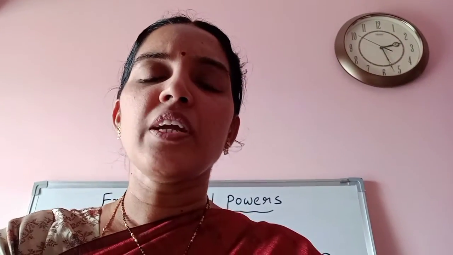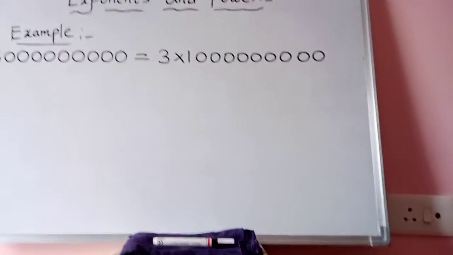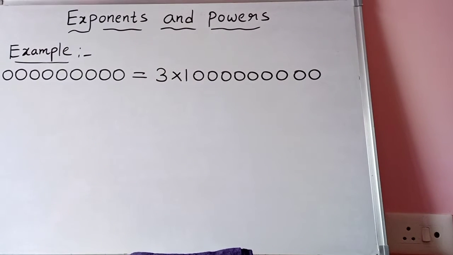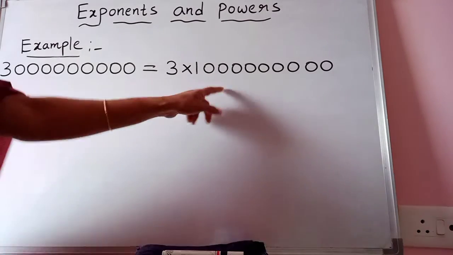Powers. To read, write, and understand very large numbers, including small numbers, we use exponents. For example, look at this number, that is 300 crores. The number is what, children? 300 crores is nothing but 3 into 100 crores.